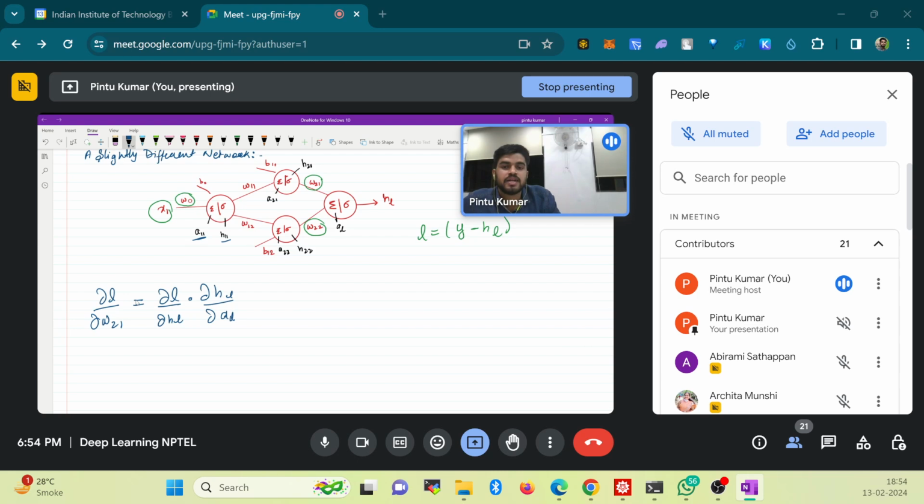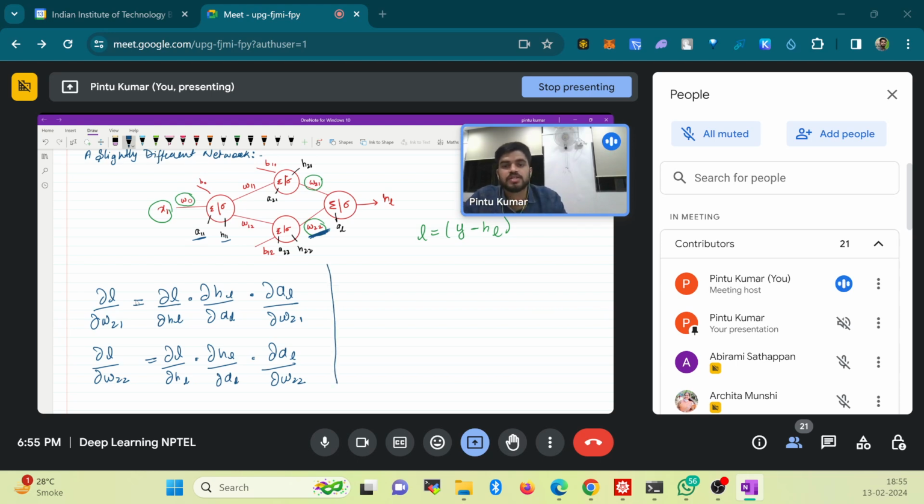Now del AL is directly related to W21. So this is del AL by del W21. This is what we would obtain for del L by del W21. Similarly, we can write del L by del W22. So W22 is this particular term. Again, this is del L by del HL into del HL by del AL into del AL by del W22.